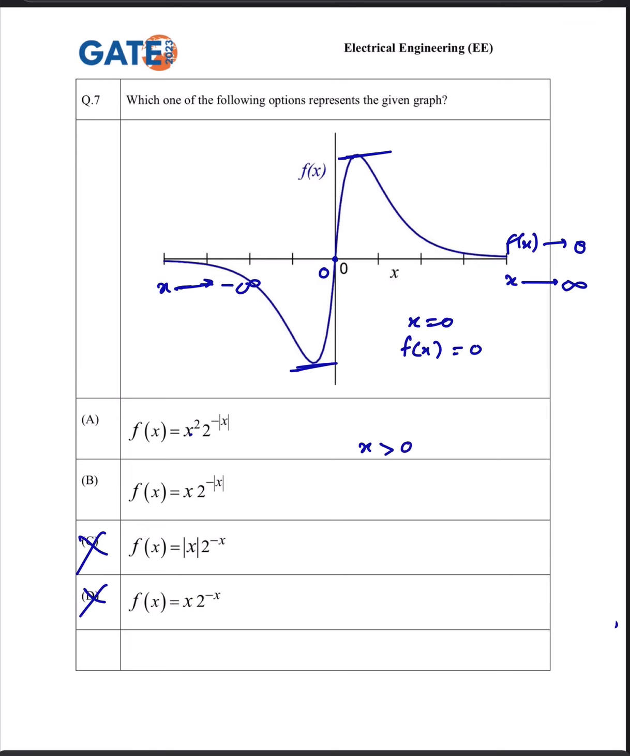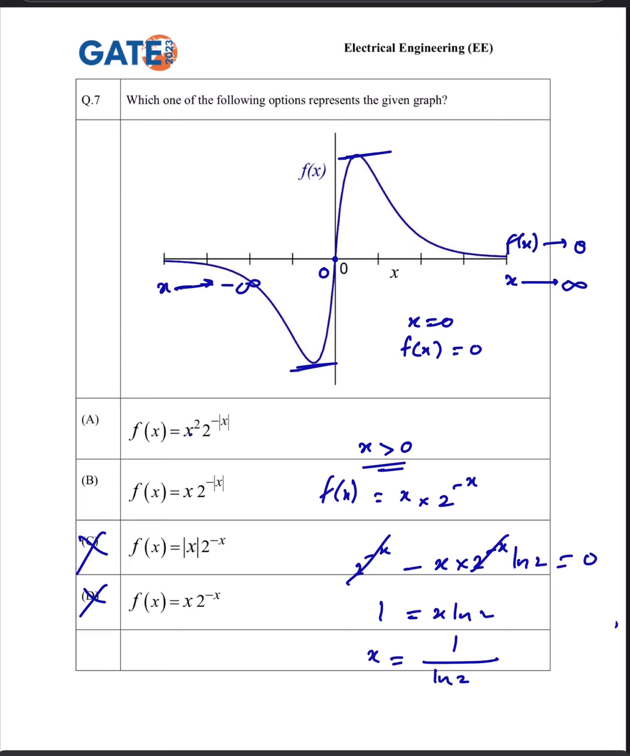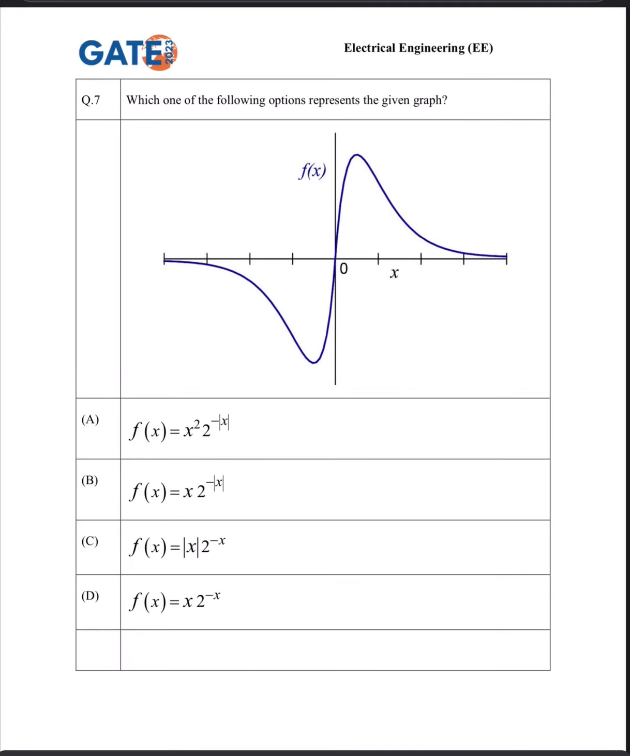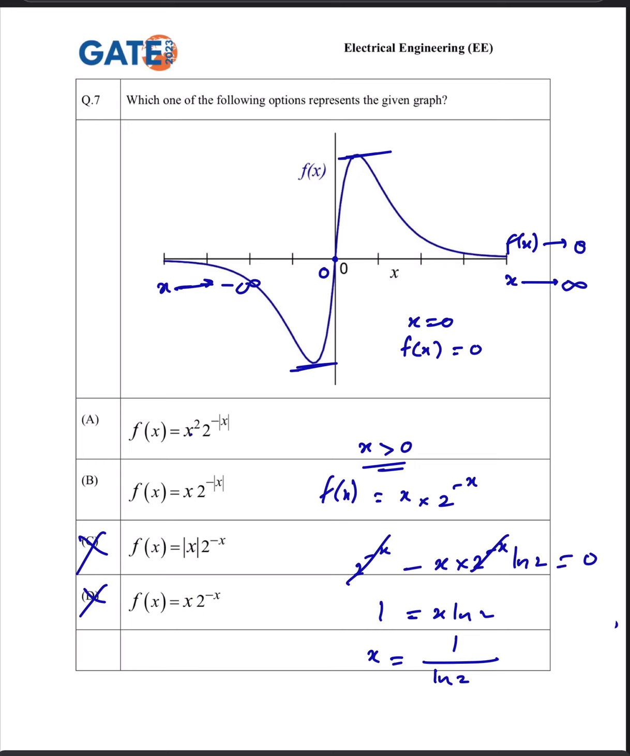For x greater than 0, f of x is x into 2 to the power minus x. This is for x greater than 0, so mod x is x. Differentiating, we get 2 to the power minus x minus x into 2 to the power minus x ln 2. Now if we put it equal to 0, we get 1 equal to x ln 2 and x is 1 upon ln 2. Now checking if x greater than 0 is satisfied or not. ln 2 is 0.693. So 1 by 0.693 is greater than 0. So we're getting only one minima or extrema in x greater than 0. That is satisfied in this diagram.